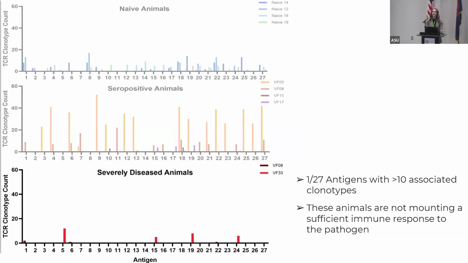Finally, we have this group of severely diseased animals. So these are animals that have disseminated Cocci, and many of them have succumbed to the disease. And we see a really low level of T-cell receptor clonotype counts across all 27 antigens. And of course, to us, this is telling us that these animals have not mounted a proper immune response to the disease, and so we're not seeing any circulating memory T cells that are then responding to our antigens of interest here.